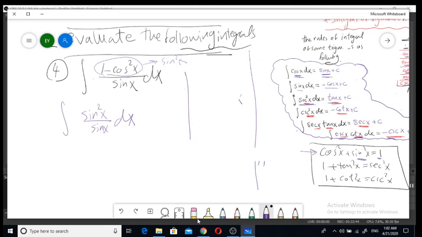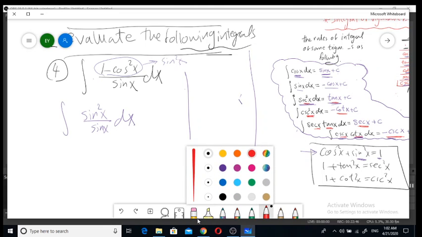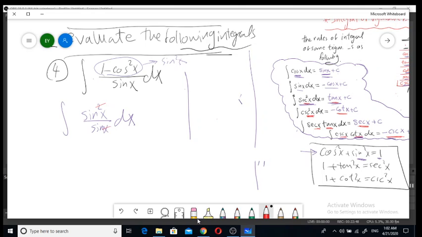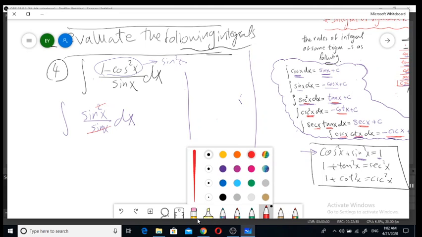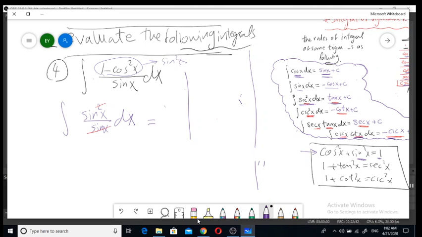Then easily we can simplify one sine from the top by the sine at the bottom. So we have the integration of sine x dx. It will give us negative cosine x plus c.